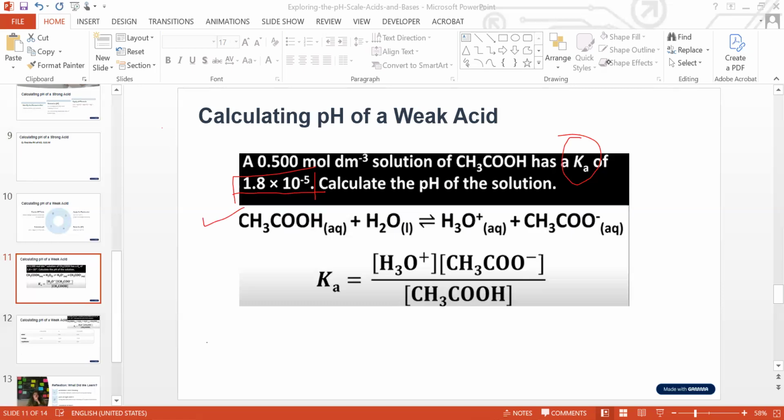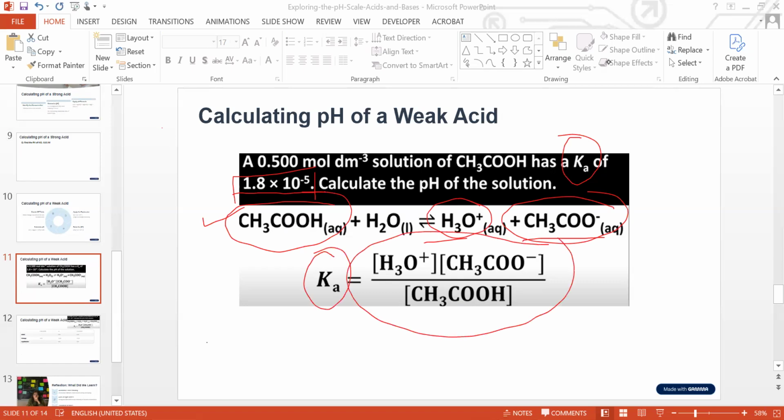This is the chemical equation, which is showing that it is partially undergoing the dissociation, and this is the acetate ion, and this is the hydronium ion, and this is the acetic acid. The formula for the dissociation is written as this.